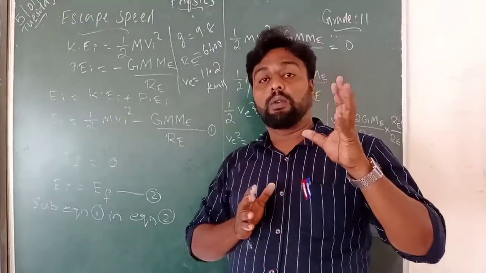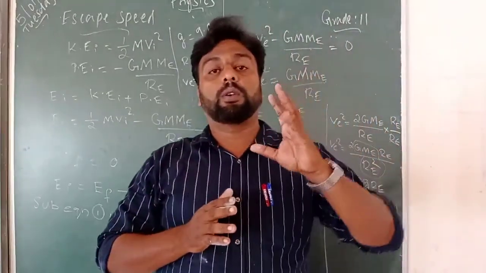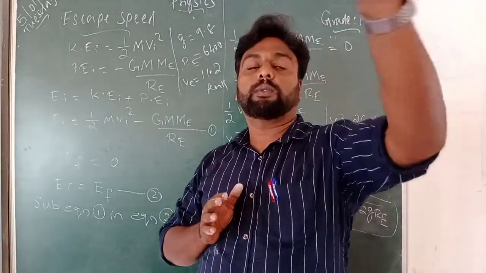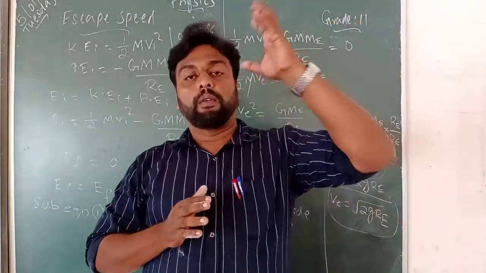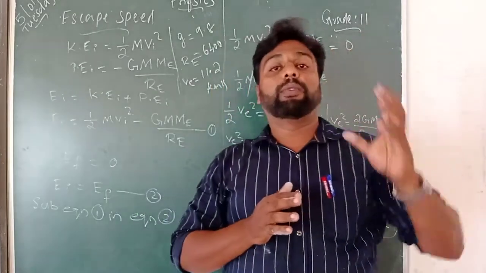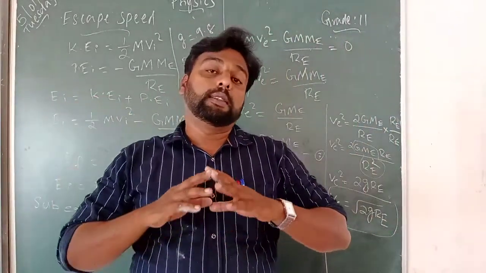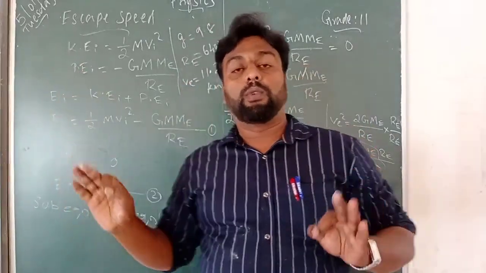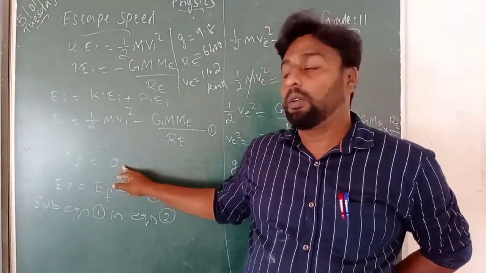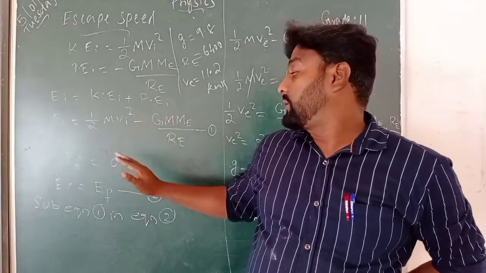And now, assuming that you are throwing the object very far, to some infinity, there the kinetic energy and potential energy are zero. So the total final energy is also zero. So EF you can take as zero.